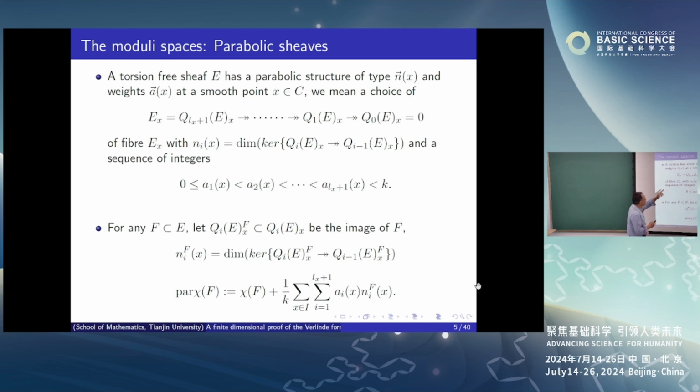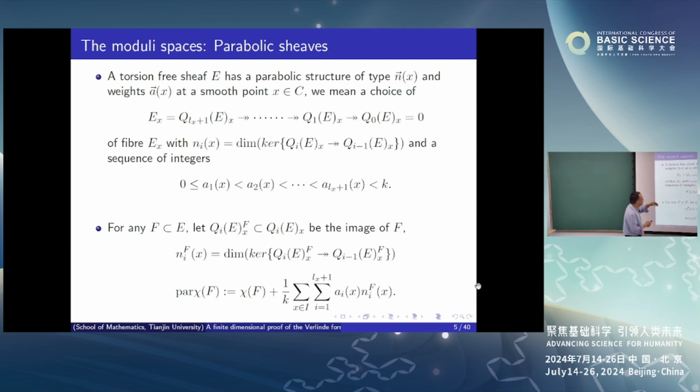X is a point. So I fix a point, then take the fiber. It's a vector space. Then for this vector space you consider the flag manifold of this vector space, which is given an ample line bundle by this number. L_x depends on the type, because this depends on this number.